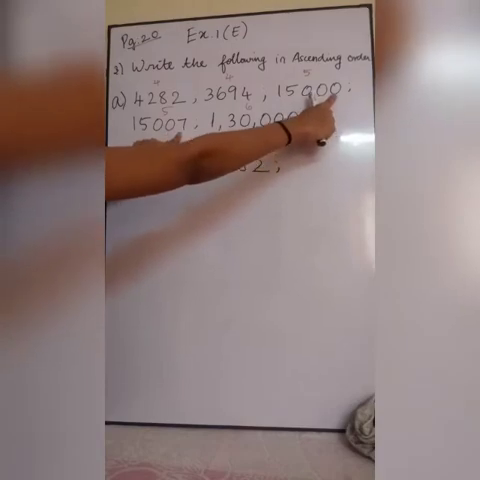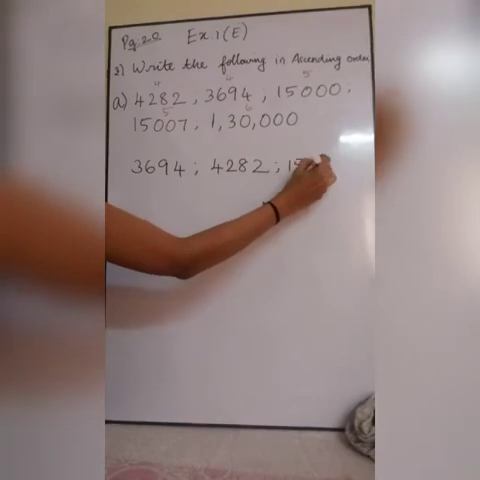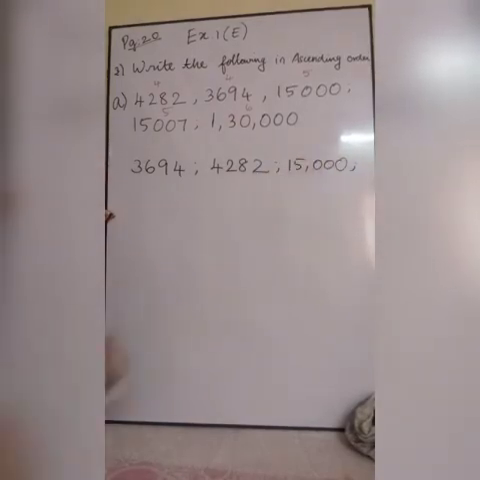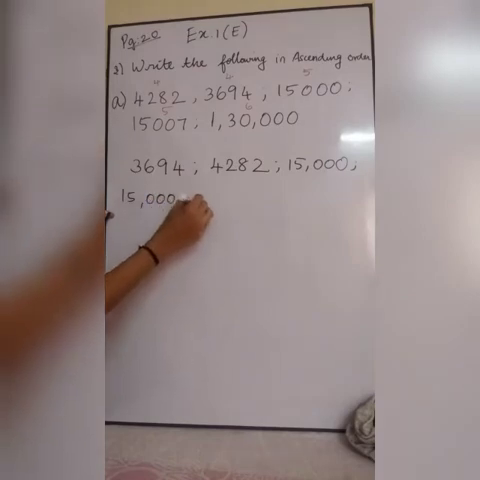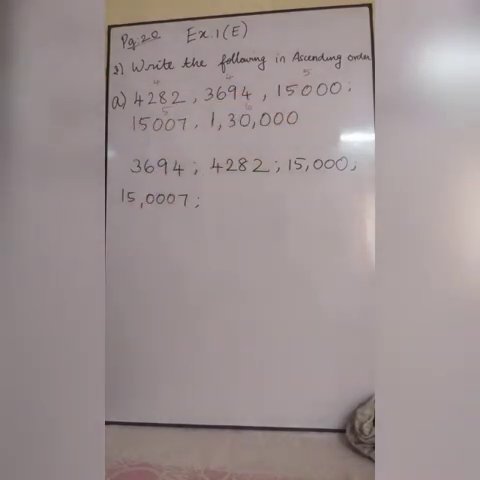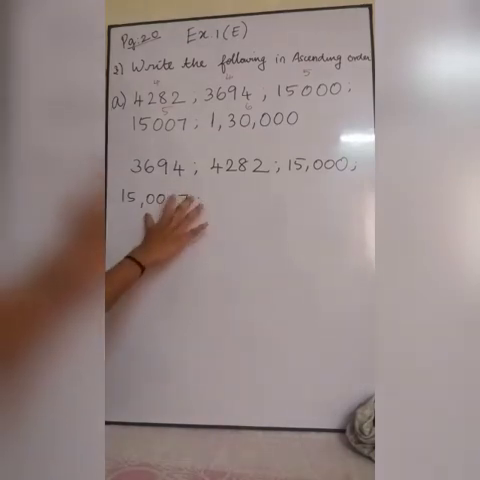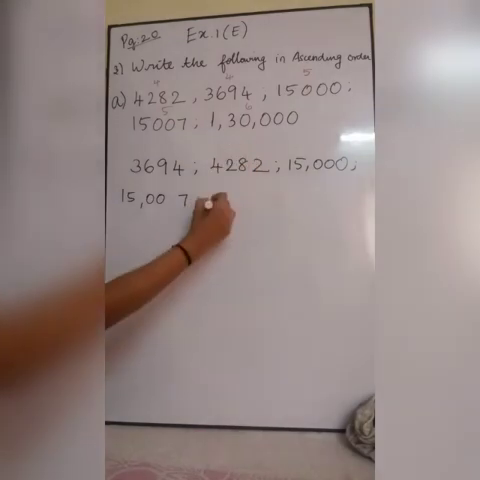0, 7. So which is smaller? 0. So I am going to write 15,000 as the next smallest number. After that 15,007. Okay, I am going to compare individually. So this is smaller. So 15,007. Okay, 15,007 is next smaller. After that, the 6 digit number.